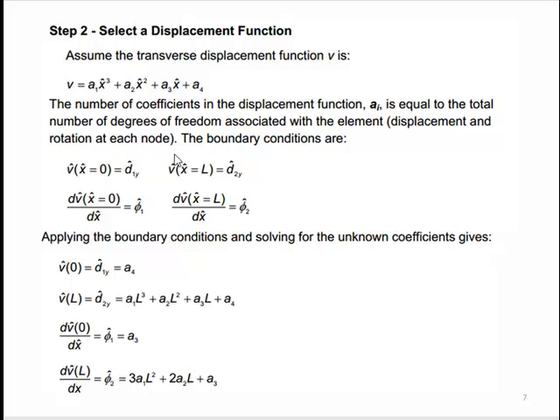So these boundary conditions will be plugged into the expression for v and dv over dx. When we apply these boundary conditions, for example the first one, v at x equal to 0 is equal to d1y, and when we plug it into this expression, we get d1y equal to a4. Similarly, we can use all four boundary conditions and get expressions for a1, a2, a3, and a4, and these expressions will be used in the expression for v.